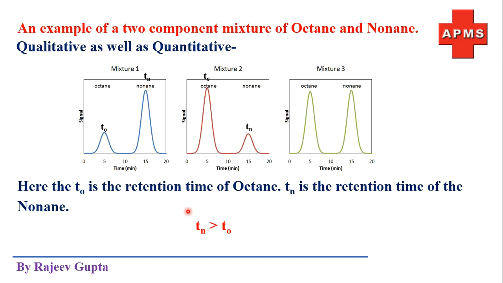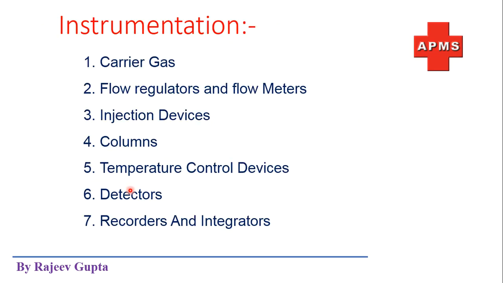Okay, so we can see here, as shown, Tn is greater than To, means the retention time of nonane is higher compared to the retention time of octane in the column, means the nonane component spends more time inside the column compared to octane. Now comes the instrumentation of the gas chromatography technique.